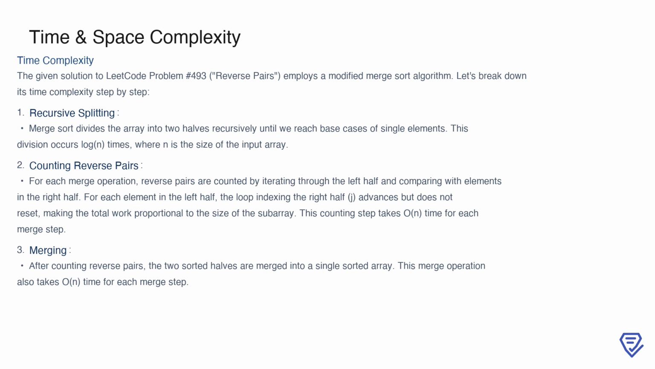Next, during the merge step, reverse pairs are counted. For each element in the left half, we iterate through the right half, but the index for the right half does not reset, making the total work proportional to the size of the subarray being merged. This counting operation takes n time at each merge step. Finally, the actual merging of the two sorted halves into a single sorted array also takes n time for each merge. Together, these steps form the foundation of the algorithm's time complexity.